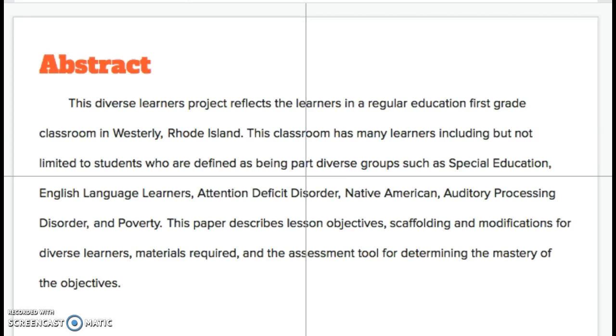So in this presentation today, you'll hear the lesson objectives, you'll hear about some scaffolding and modifications that were made for diverse learners in the classroom. You'll hear and see the materials required for this lesson, as well as the assessments that will be used to determine the mastery of the objectives.